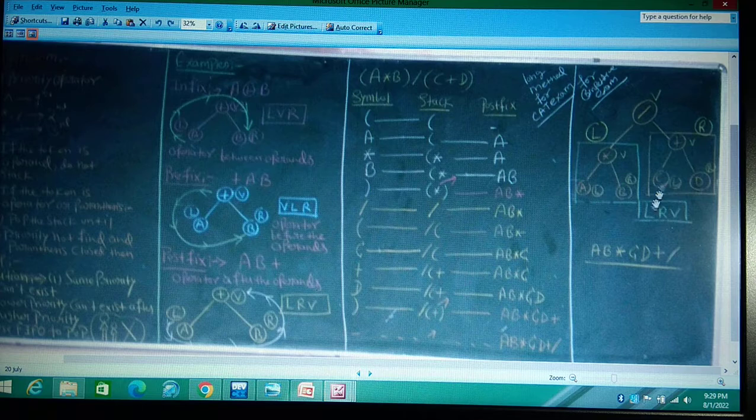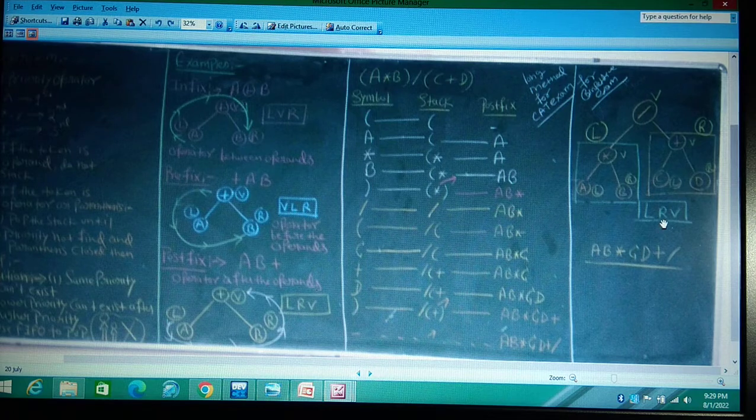Okay, the tree, how it is possible. So now you have done the tree. How to draw the tree, I will also teach you. Once you draw the tree, then this is the infix form. Now how to convert from this tree to postfix?